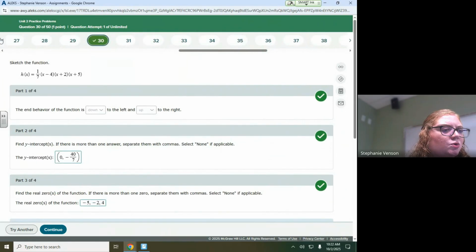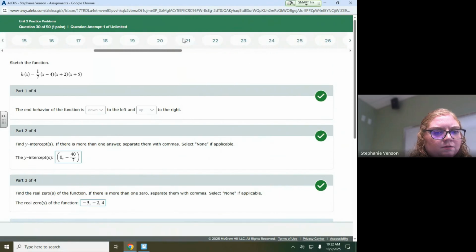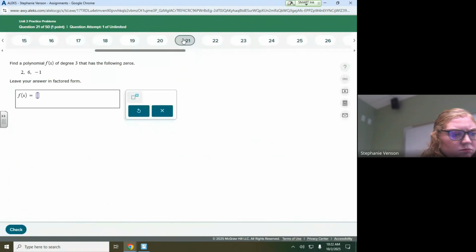Let's also look at 21. Okay, this one should be super simple. All right, so it says find a polynomial f of x of degree 3 that has the following zeros. So remember, zeros, roots, and x-intercepts are all the same thing. So if they're telling you that the zeros are 2, 6, and -1, that's the same thing as telling you that the x-intercepts are 2, 6, and -1.